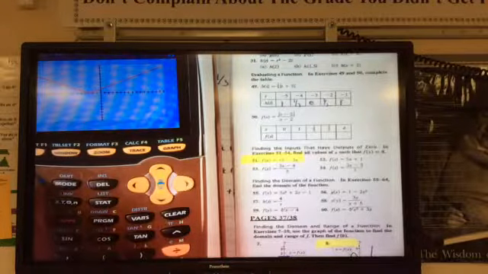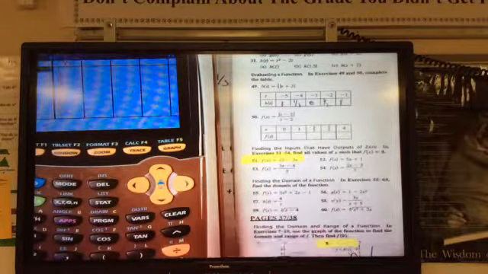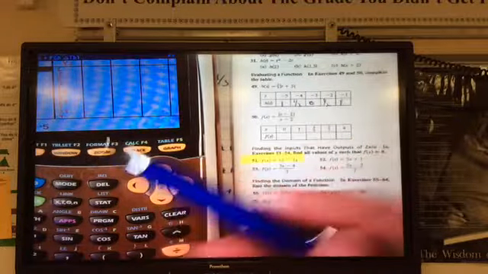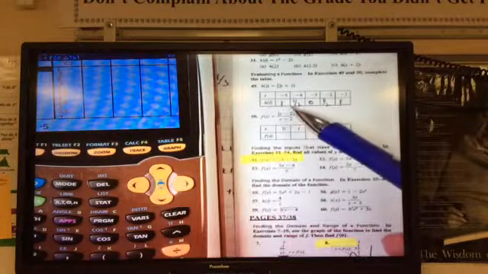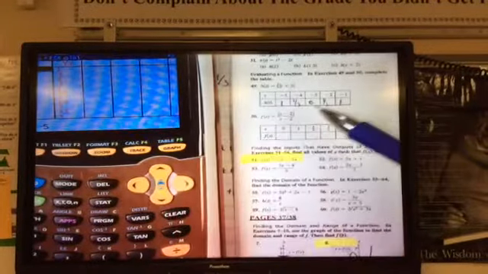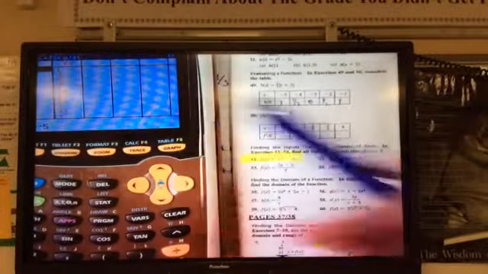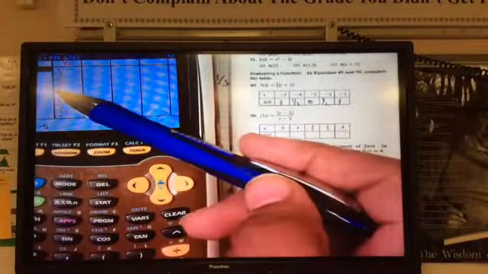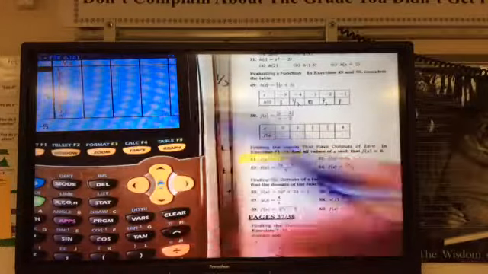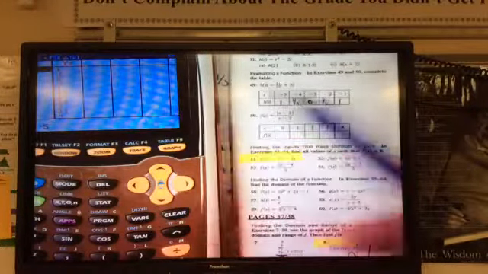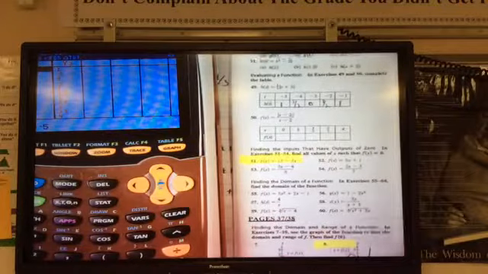And now let's look at the table and pull our values out. So when x is negative 5, I get a 1. When x is negative 4, 0.5 is 1/2. Negative 3 gives me a 0. Negative 2 gives me 1/2 again. And negative 1 gives me 1. And that's done.